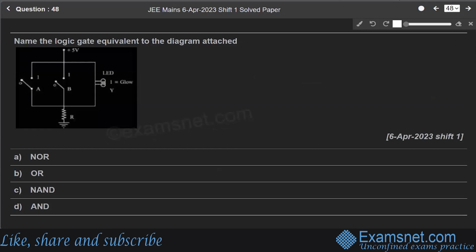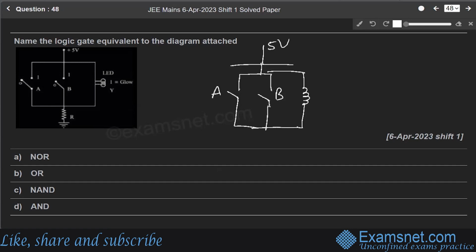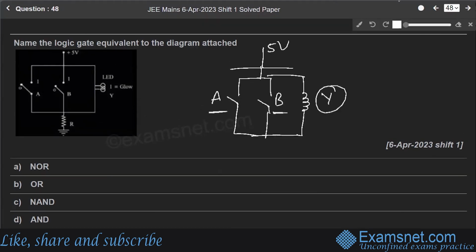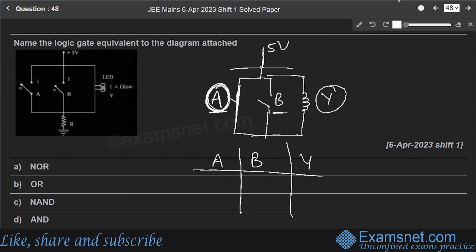Now moving towards the next question, question number 48. Name the logic gate equivalent to the diagram attached. Here, this is the current source, these are two switches, let us say A, and this is another switch, B. They are connected to an LED and resistance. Let us say these are the two inputs, A and B, and this is the output. So drawing the truth table of these inputs and output: if the current is drawn from here, and if we switch this terminal, this input A, we can write 1.